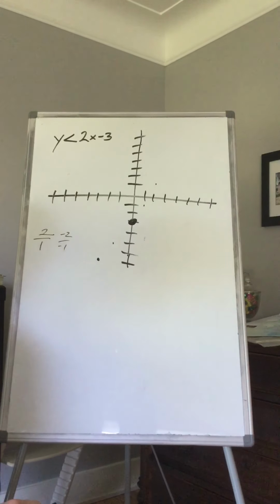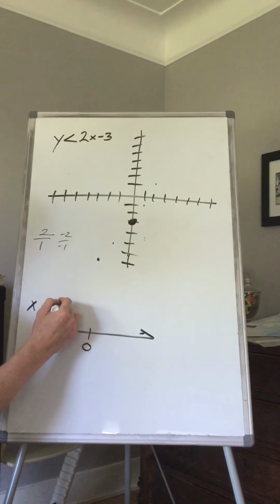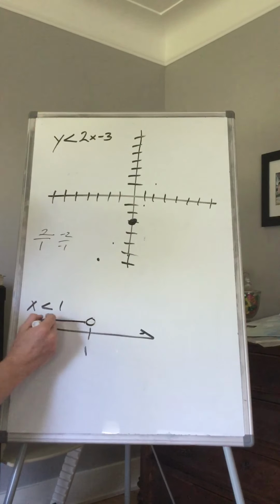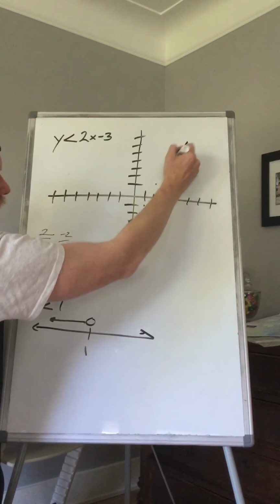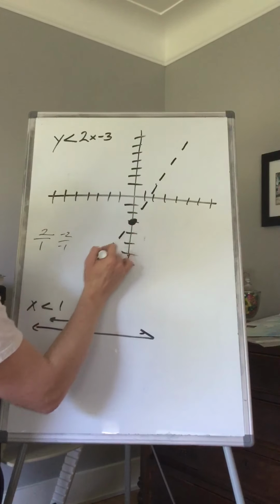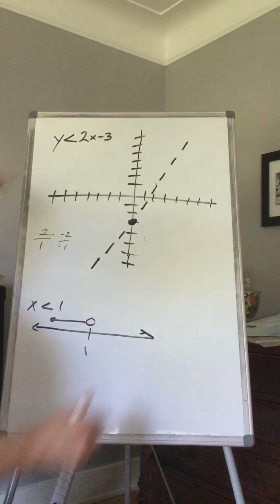And going back to the straight number lines we did, where x was less than 1, we would open circle going down because it cannot equal 1. And it's the same kind of thing here. So you have to make this line a dotted line by connecting the points.